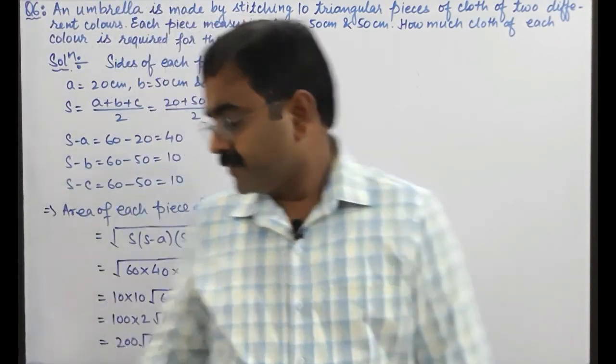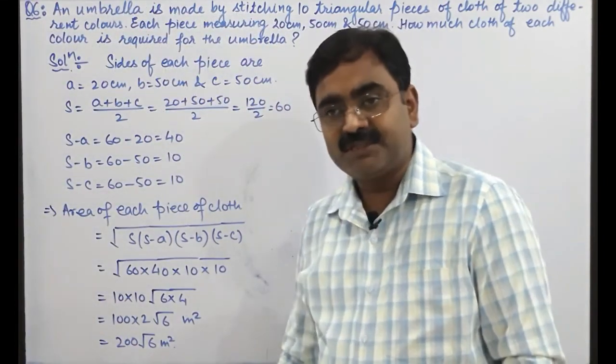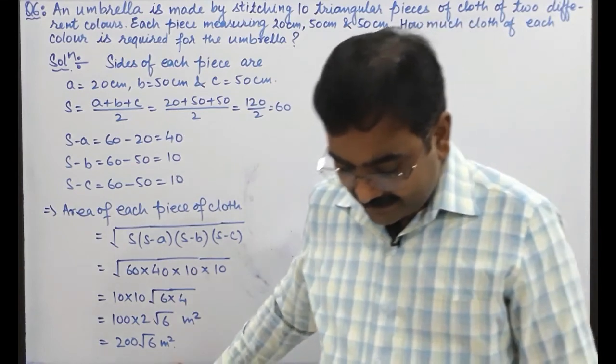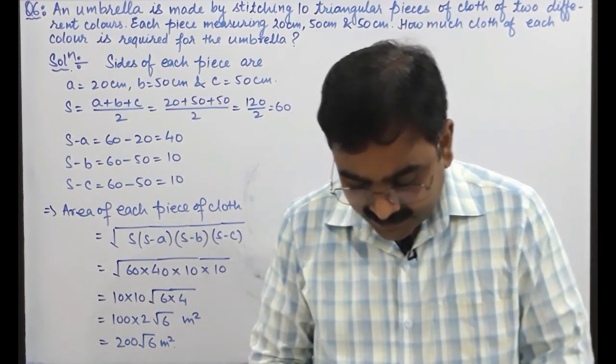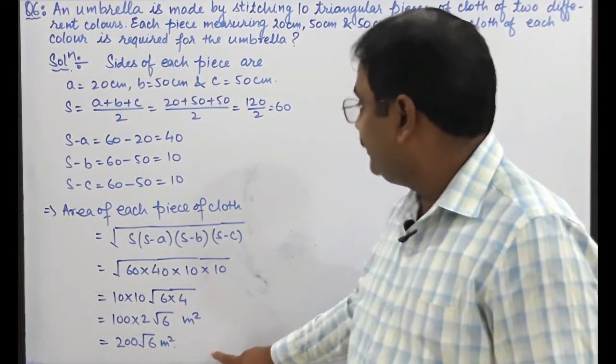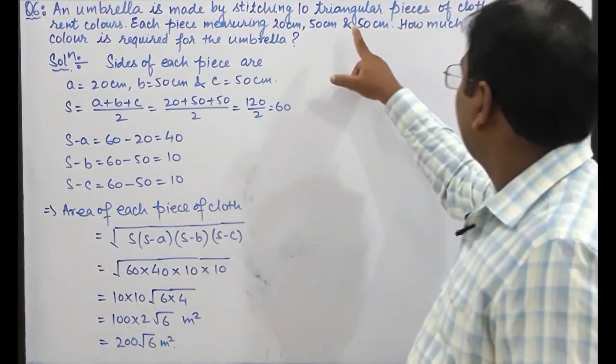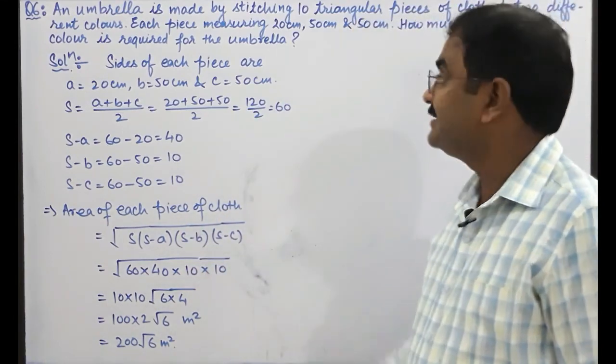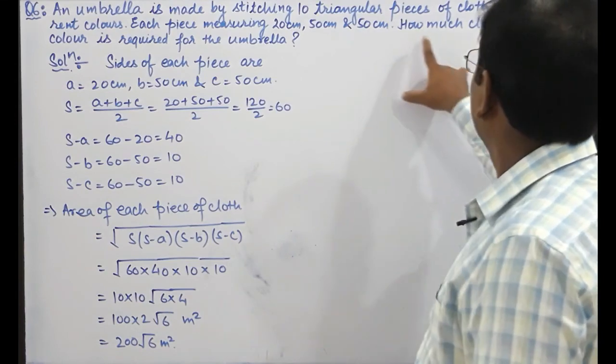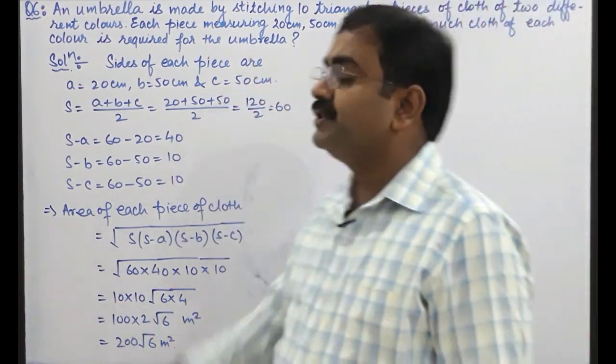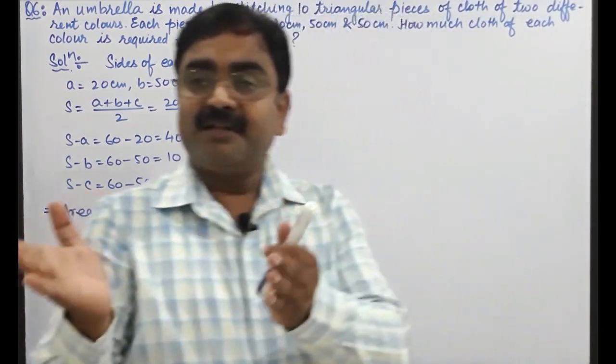200 root 6 meter square is the area of one triangular piece of the other color. As it is asking in the question, how much cloth of each color is required. So for one color there are 5 pieces.